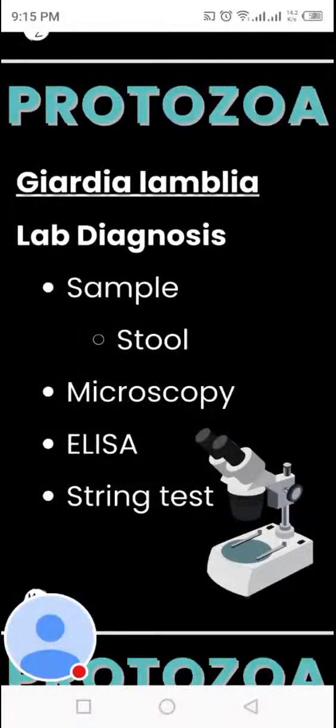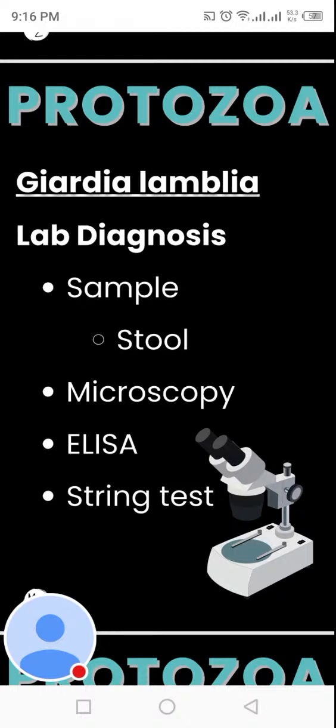I slipped my tongue, so I'm sorry for that. Diagnosis is made by finding trophozoites or cysts or both in diarrheal stools. In asymptomatic carriers, only cysts are seen, but in patients who are infected with giardiasis, either trophozoites or cysts or both are seen.